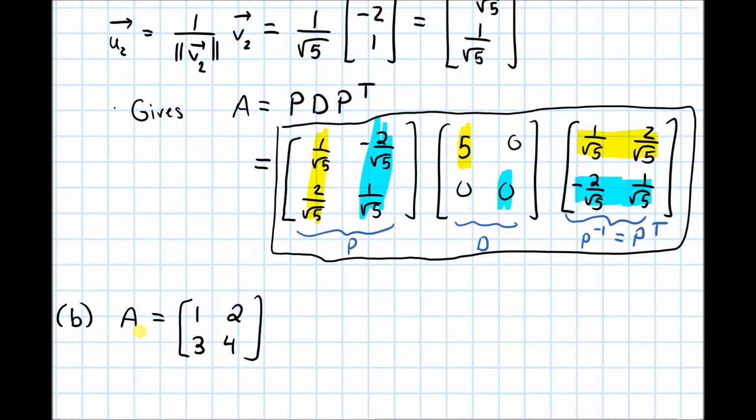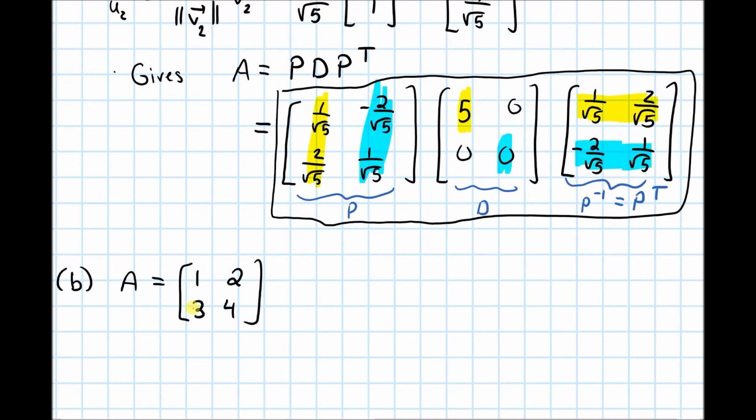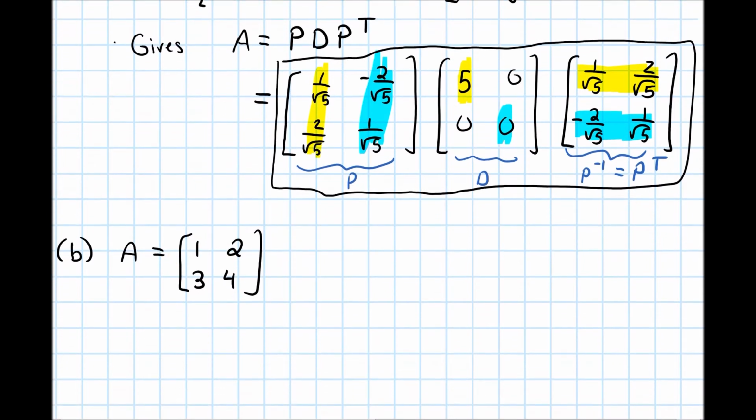So part B, let's let A be this matrix, 1, 2, 3, 4. So we first got to check to see if it's orthogonally diagonalizable. In other words, is our matrix symmetric? Because that's how we check. So if we form the transpose, the first row becomes the first column. So I have 1, 2. And the second row becomes the second column of the transpose. So 3, 4. So if we look at these, A and A transpose, they're not the same. A is not equal to A transpose. So our matrix is not symmetric.